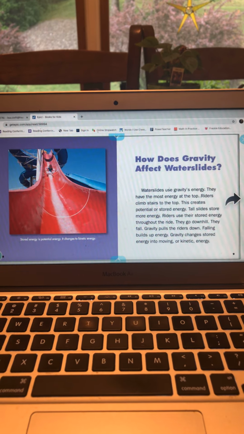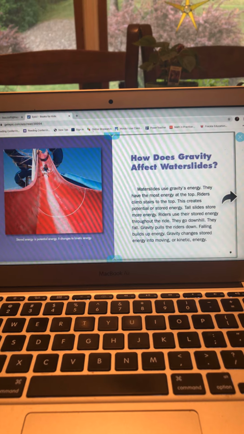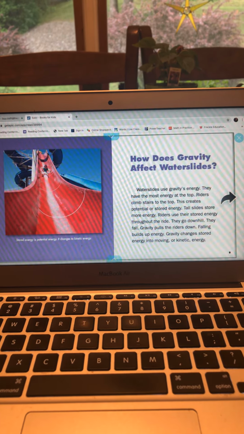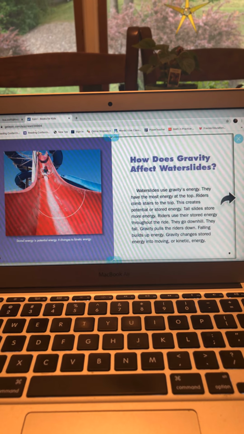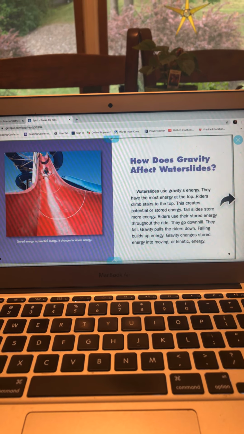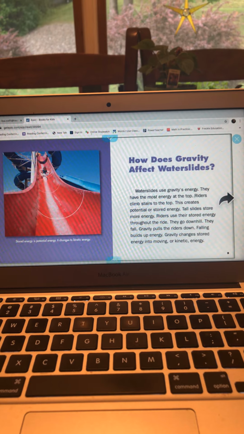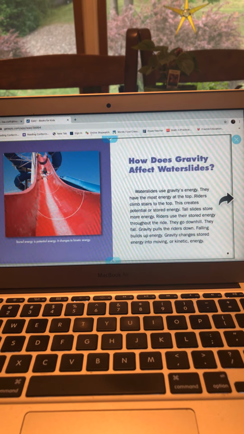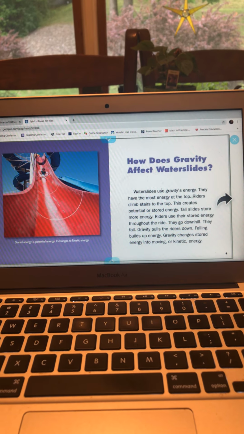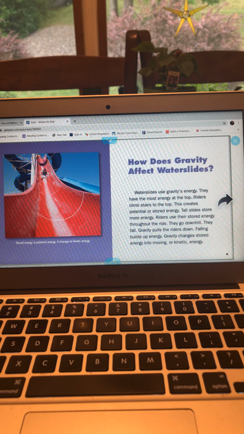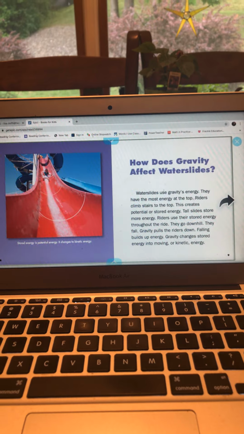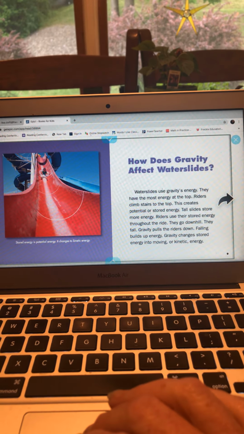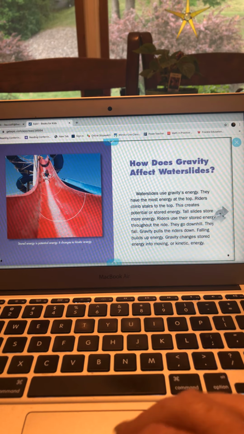How does gravity affect water slides? Water slides use gravity's energy. They have the most energy at the top. Riders climb stairs to the top. This creates potential or stored energy. Tall slides store more energy. Riders use their stored energy throughout the whole ride. They go down a hill, they fall, gravity pulls the rider down. Falling builds up energy. Gravity changes stored up energy into moving or kinetic energy.